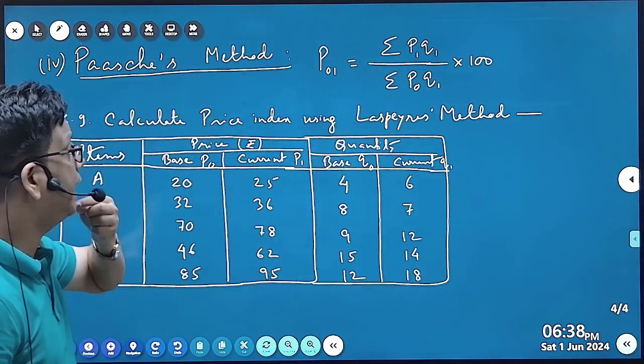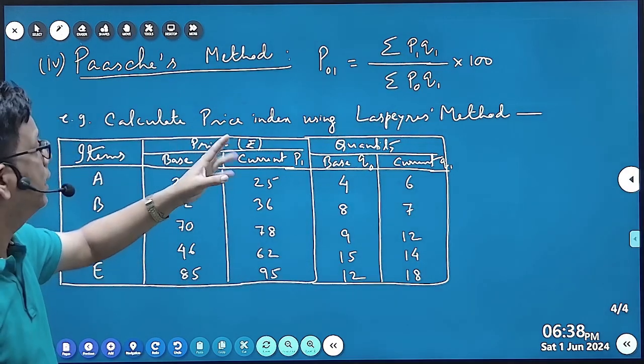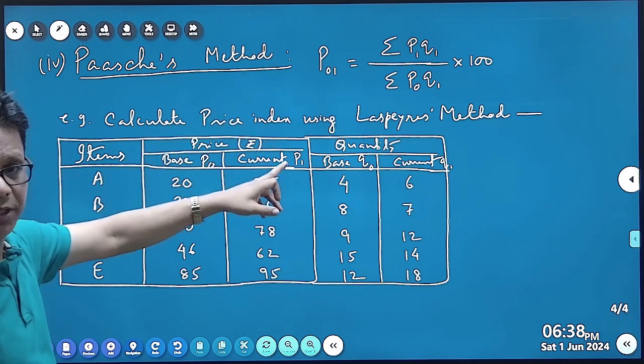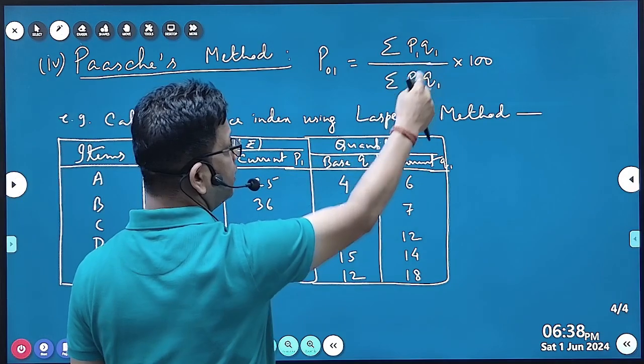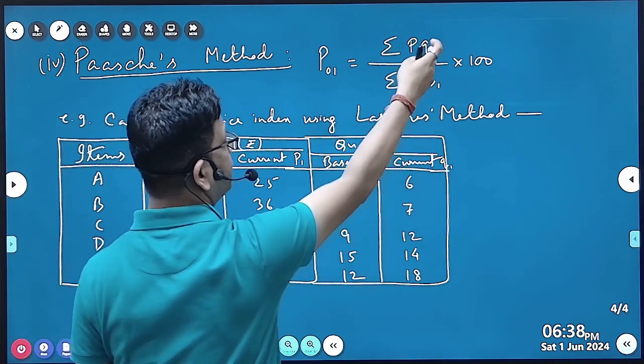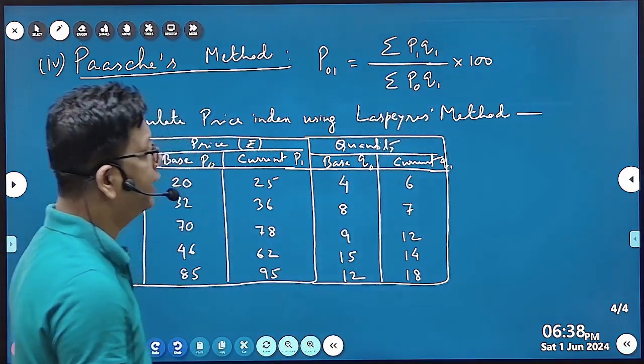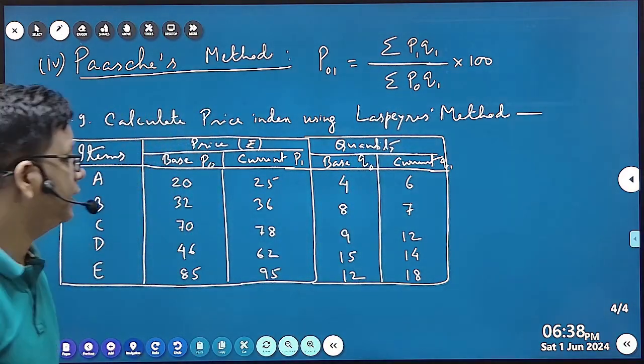That value we say L, Laspeyres' method we say L. This Paasche's method we will take as P to go for our next methods. So here P1 Q1 and P naught Q1. That means the way we took Q naught last time, now we have to take Q1, and Q naught is not to be taken at all.